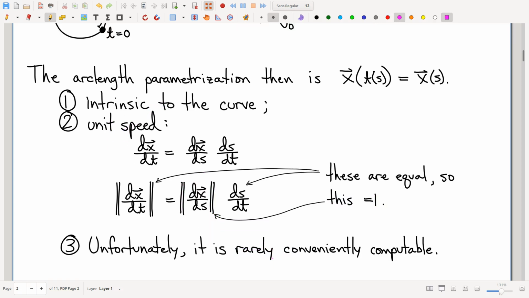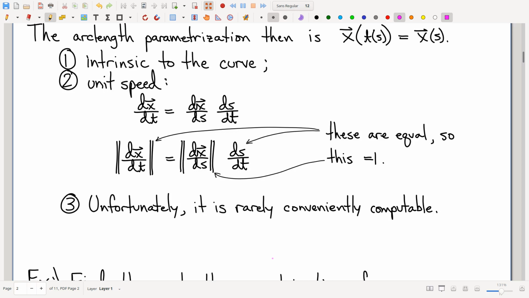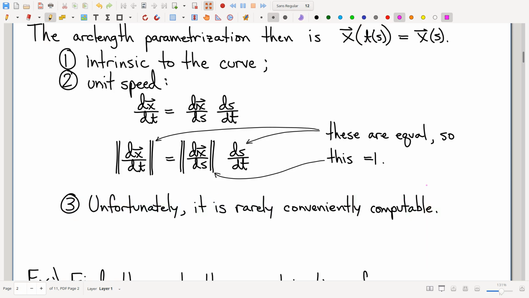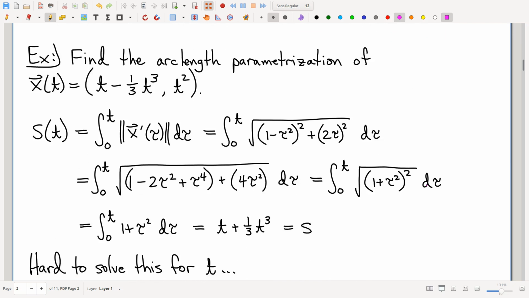Here's the bad news. As we saw, computing arc length gives some nasty integrals. It also gives you some nasty resulting equations. And so as a result, most of the time in practice, analytically anyway, it's impractical to compute arc length parameterizations. They serve some nice sort of abstract purposes, but we're not going to use them hardly ever in practice.